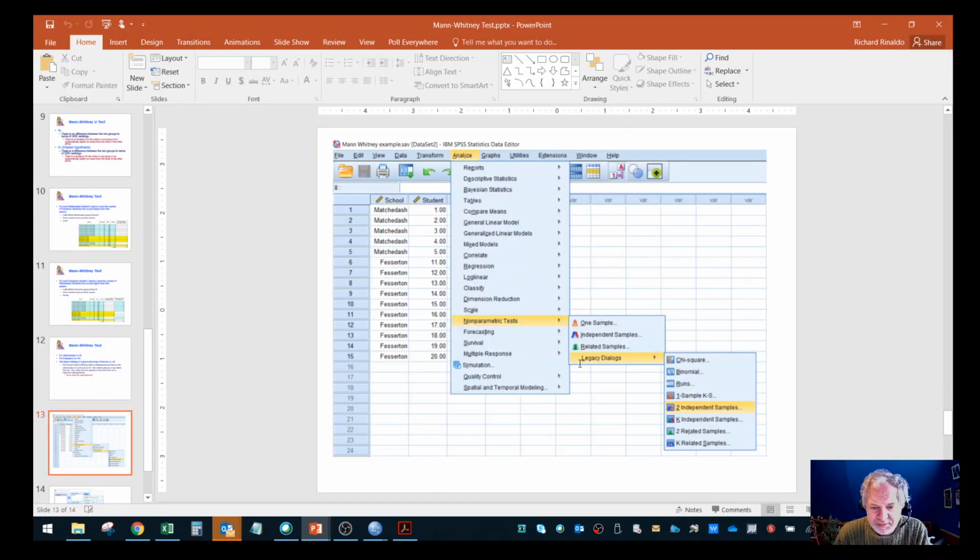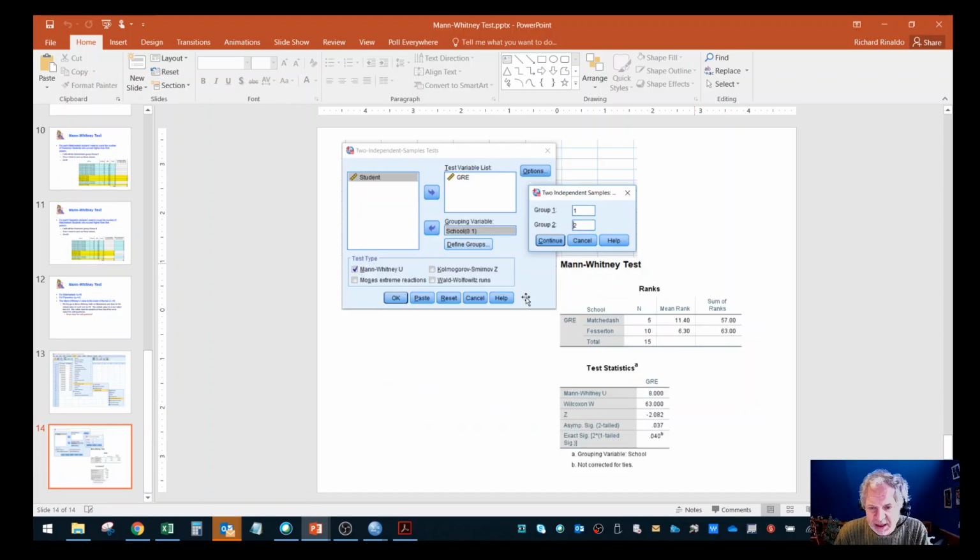Okay. To run that in SPSS, I go to Analyze, Non-Parametric, Legacy Dialogues, and I pick Independent Samples. And then my test variable is their GRE score, and the grouping variable is school. I have them coded as a 1 and 2, so I have to code them in properly as a 1 and 2. I get my test statistic, and I don't have to write the mean rank, but the Match-A-Dash rank higher than the Festertons.